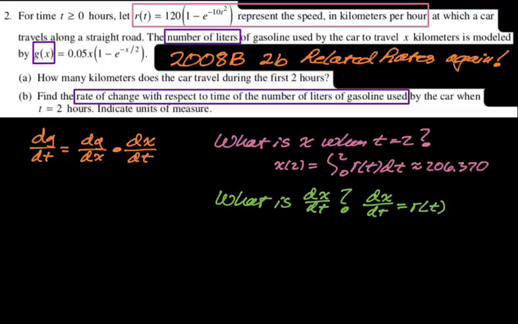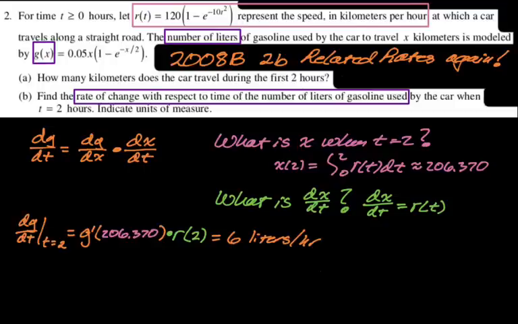And now we just have to multiply these. So dg/dt at t equals 2 is g prime of that value times r of 2, which actually just works out to exactly 6, I think, which is amazing. But anyway, those are the related rates type of questions.